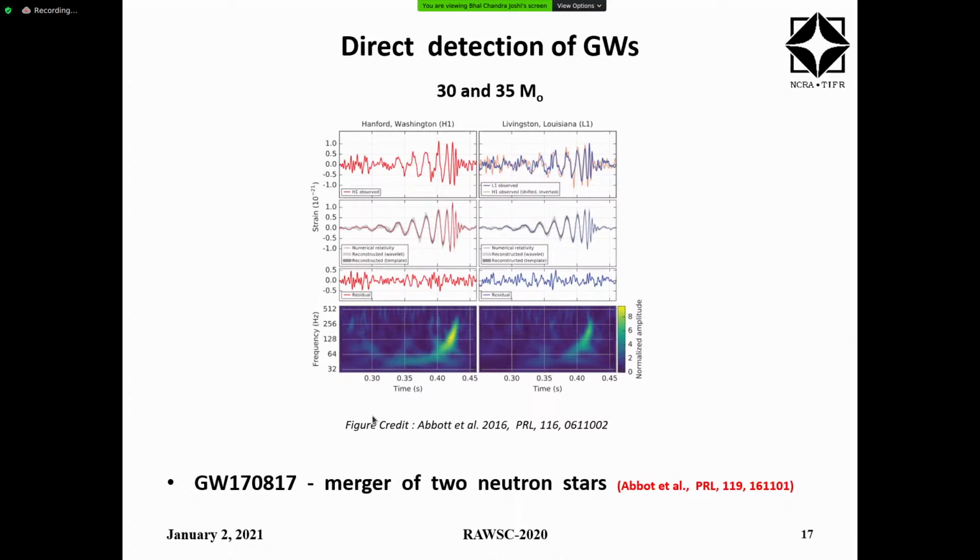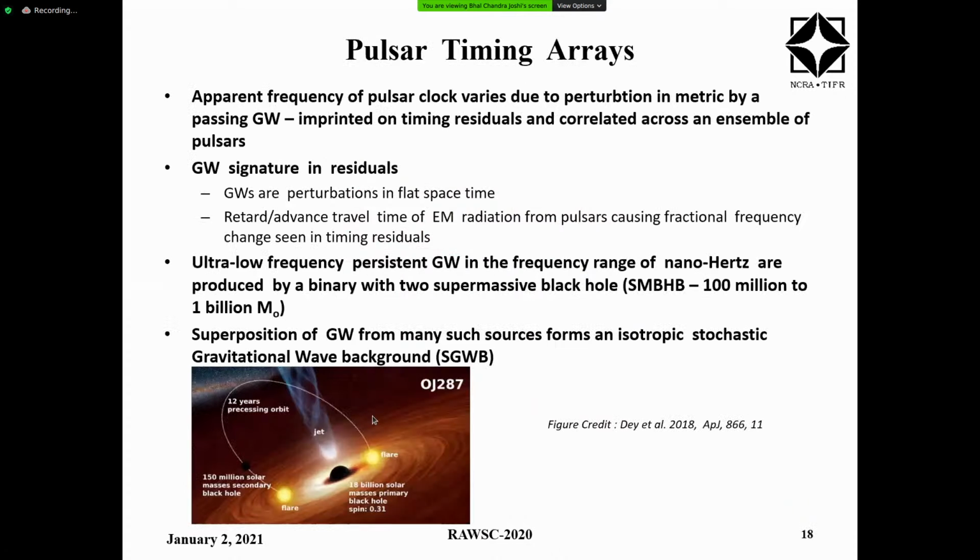But if you want to detect nanohertz level of frequency, which is called low frequency, then you have to use a different method. What would produce a nanohertz frequency? A nanohertz frequency will again be produced by black holes, but now supermassive black holes. Okay? Black holes which don't have a mass of 30 or 100 or 200 times the mass of the sun, but black holes with 100 million to billion solar masses.